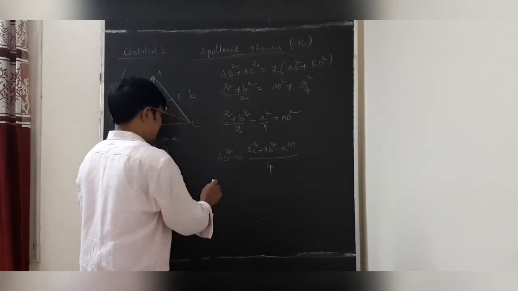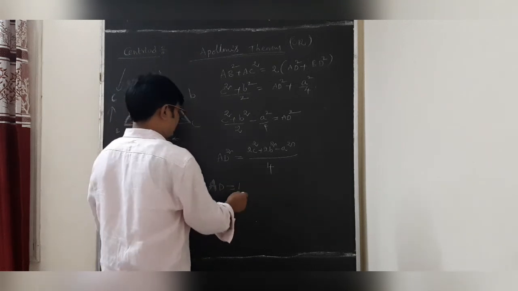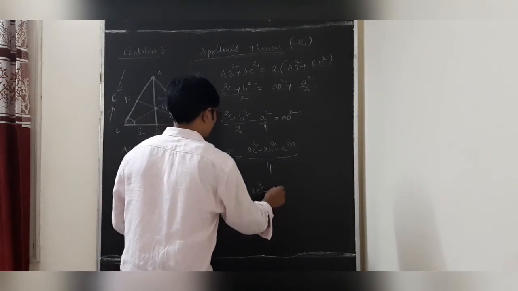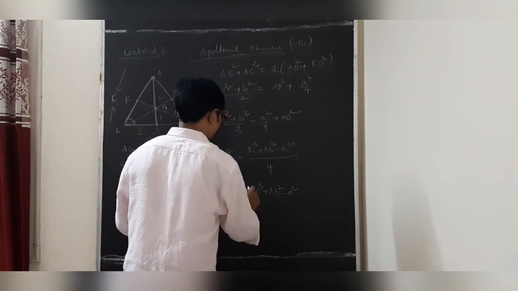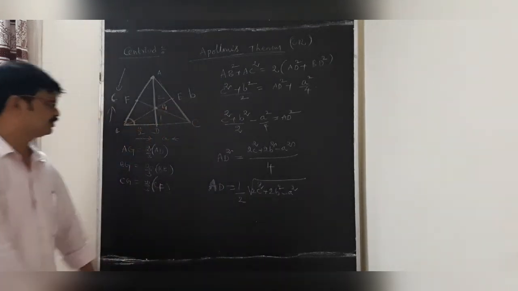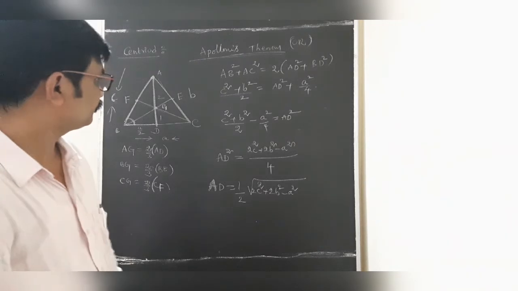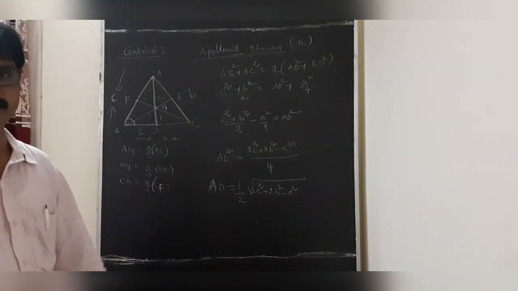So students, the length of the median is 1 by 2 into the square root of 2c square plus 2b square minus a square. This is the length of the median through A, by using Apollonius theorem.